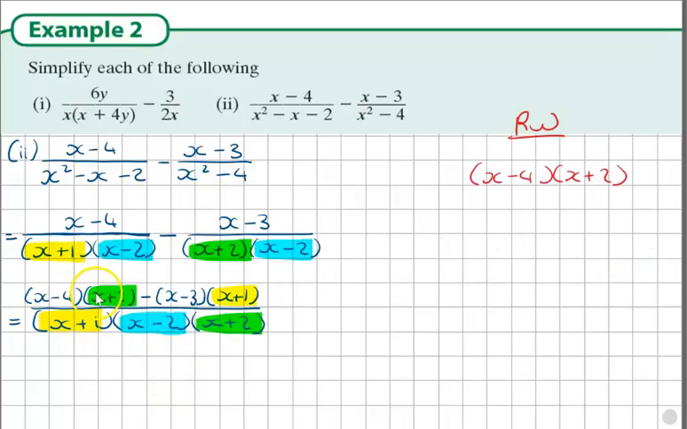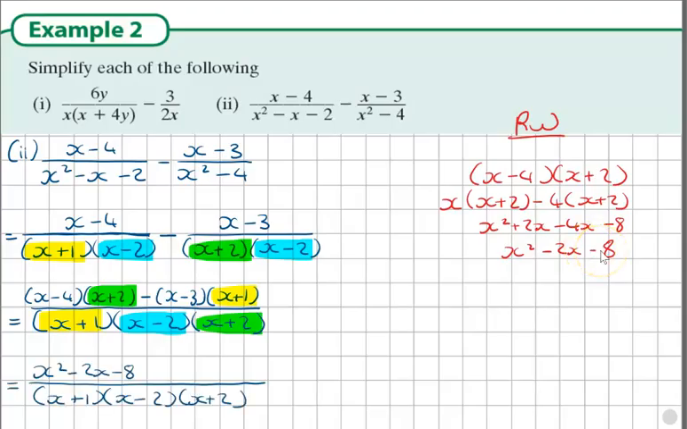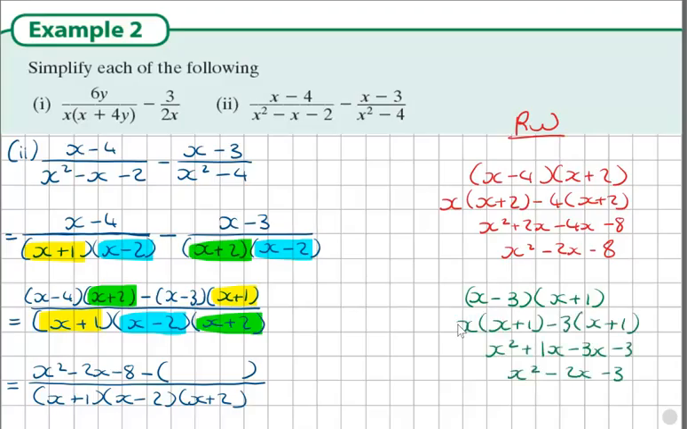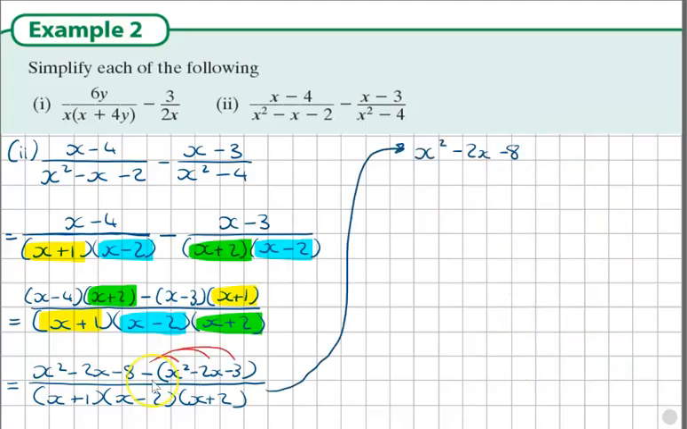So I'm going to do the x minus 4 times x plus 2 as rough work over here. So that ends up being x squared minus 2x minus 8. So we have x squared minus 2x minus 8. And then we bring over the minus, don't forget the minus, and an empty set of brackets. And then in the rough work, I'm going to work out x minus 3 times x plus 1. So I get x squared minus 2x minus 3, which goes into these brackets.